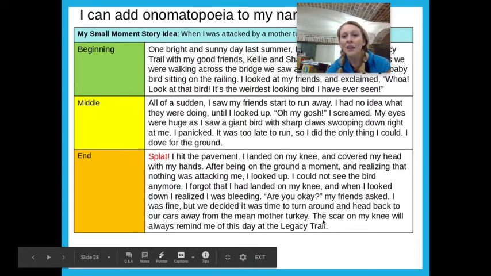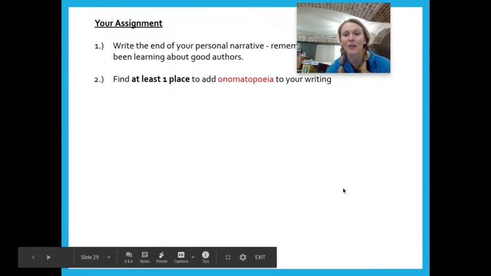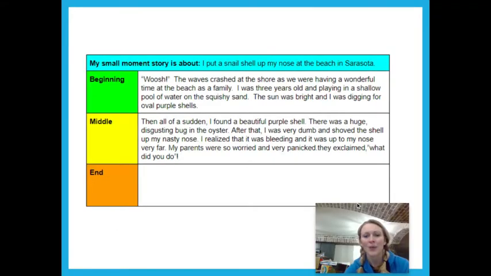All right, so I actually found one person who already used onomatopoeia, and that was Ellis. So I want to show you guys what she has done to include some onomatopoeia. Ellis actually starts her personal narrative with onomatopoeia, which is a really great way to start a story. She says, "Whoosh. The waves crashed at the shore as we were having a wonderful time at the beach as a family. I was 3 years old and playing in a shallow pool of water on the squishy sand. The sun was bright and I was digging for oval purple shells."